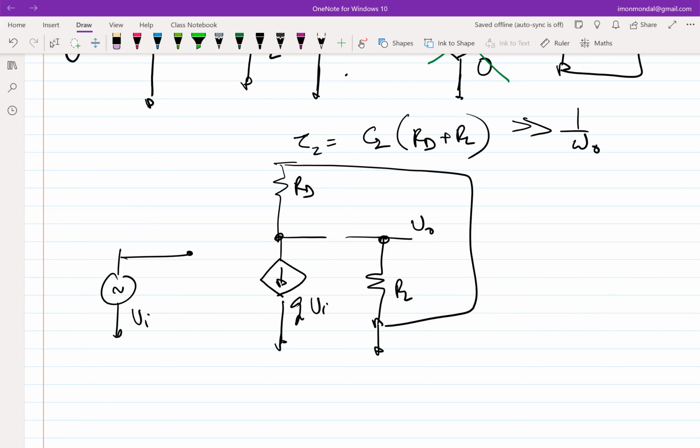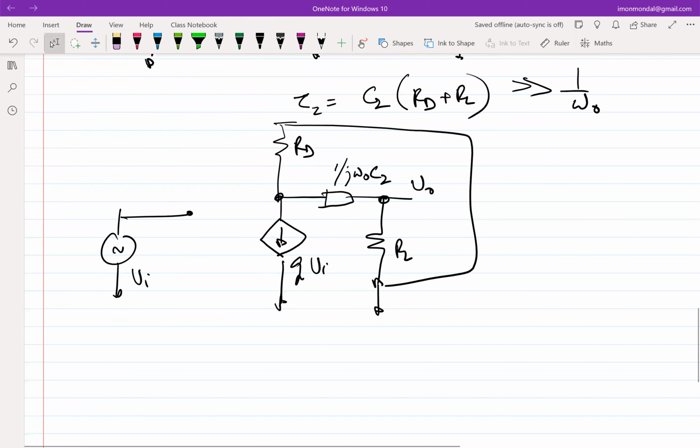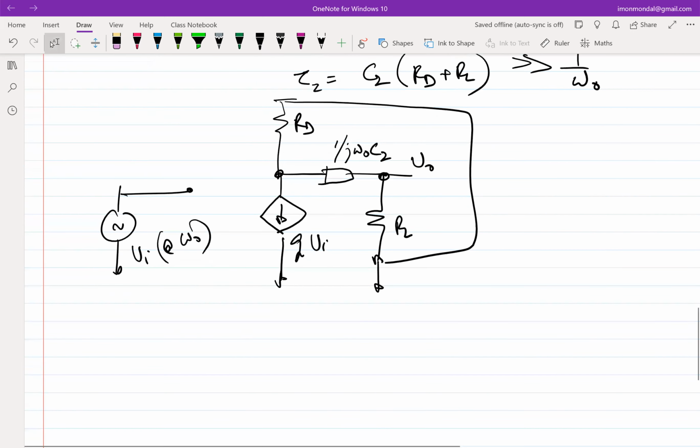This C2 is essentially an impedance of value 1 by j omega naught C2, assuming that VI is applied at omega naught, obviously. So what will be V naught? Help me out. You can do it incrementally, I mean you can divide the problem into multiple parts. You see that this current is GM times VI. This current comes at this node and it has two ways to go. It can go either this side or that side. Correct? So there will be a current division.